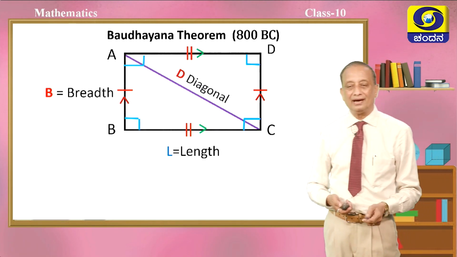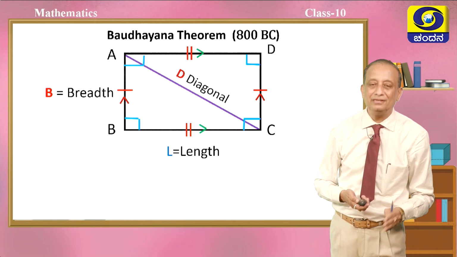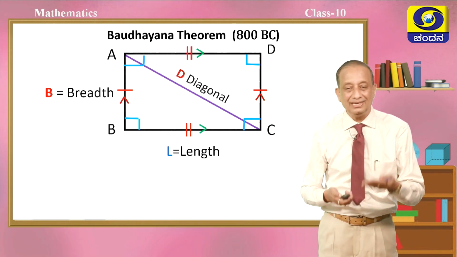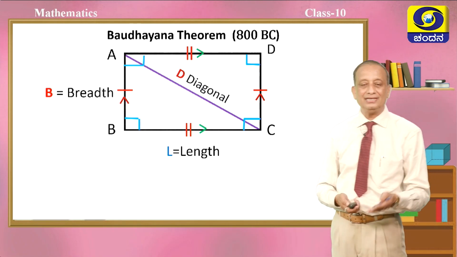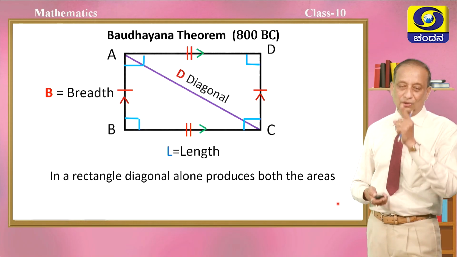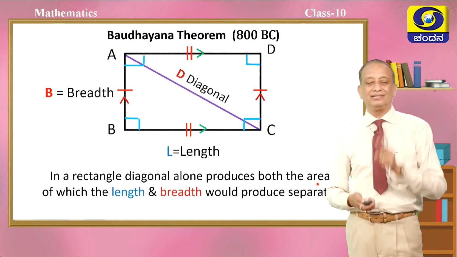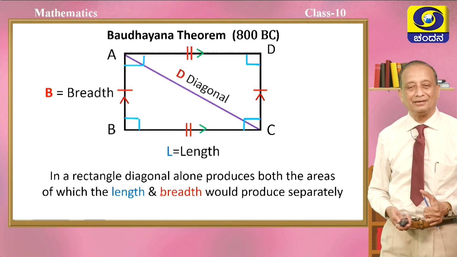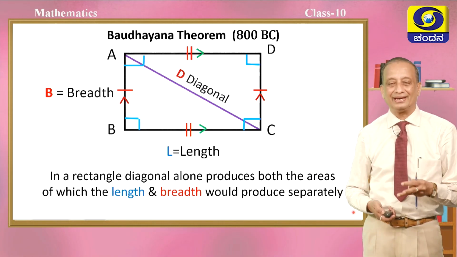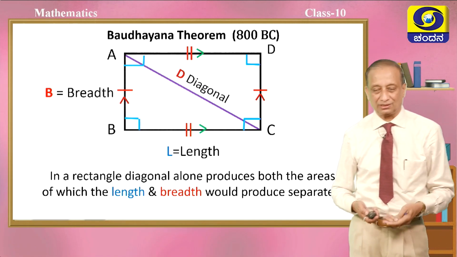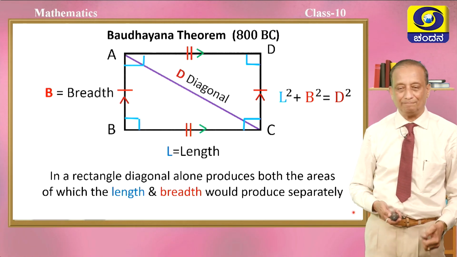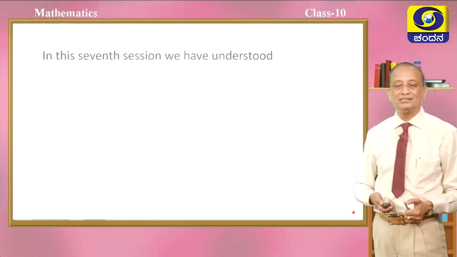So Bodhayana, way back in 800 BC, before Pythagoras and Euclid, had understood this and he states that in a rectangle the diagonal alone produces both the areas which the length and breadth produce separately, children. This is how Bodhayana has stated in his Shulba Sutras. This is presently known as the Pythagoras theorem. So l square plus b square is equal to d square.